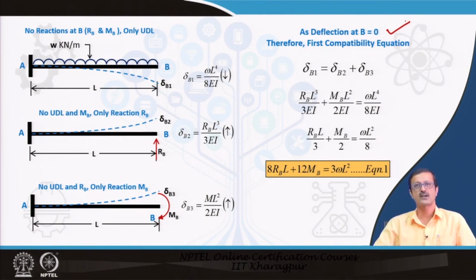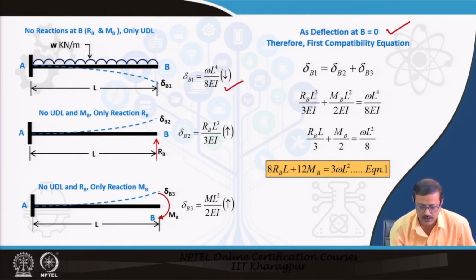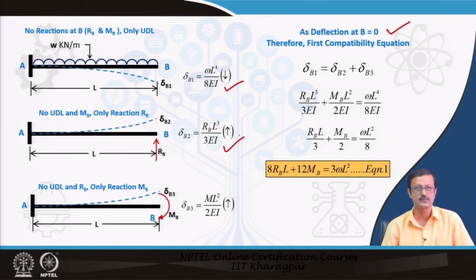So, if you go to the first lecture, all of this is derived. For a UDL on the cantilever beam, the free end deflection is omega L to the power 4 by 8 EI downward. For a point load at the free end, the deflection is RB L cube by 3 EI, that is upward. And if there is a moment at the free end, the deflection delta B3 is ML square by 2 EI. Those we have already discussed in the first lecture of this 4th week. You can go and visit that one also, the PPT or maybe the lecture.